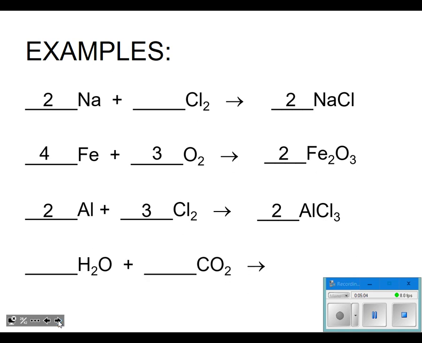This one I'm not going to do. It would be a compound, but it creates an acid, and so we aren't going to do ones like that. So I'm going to skip over this example in our notes.